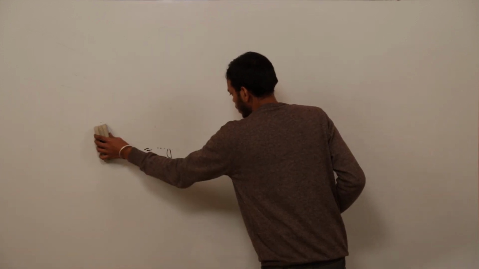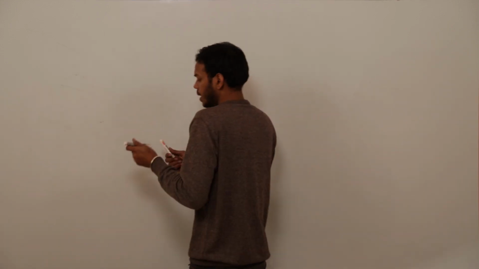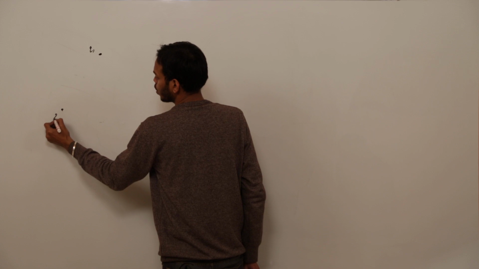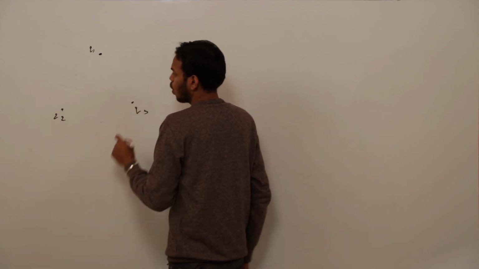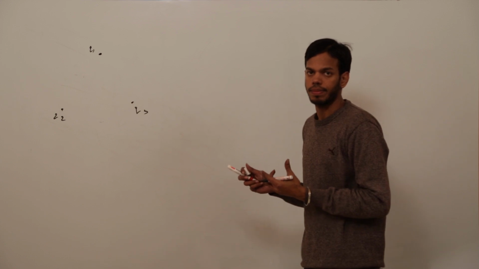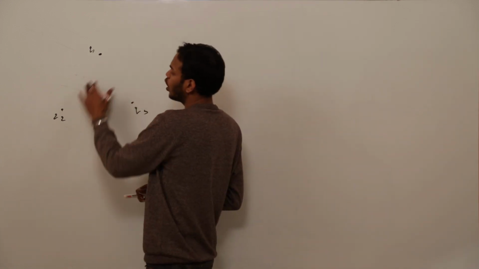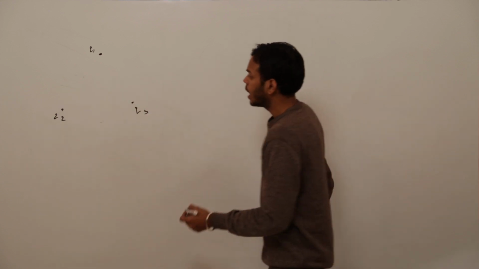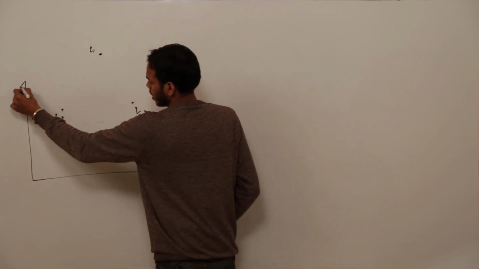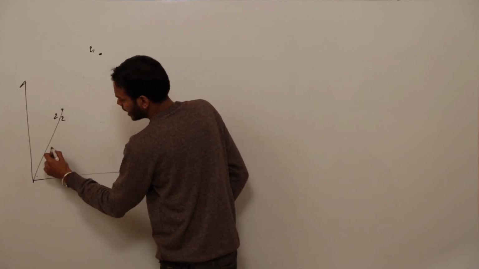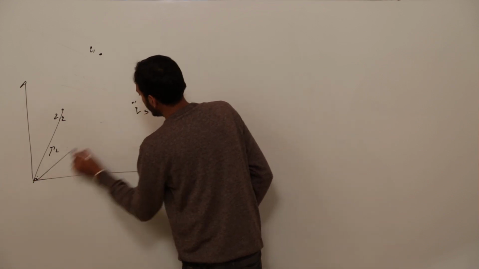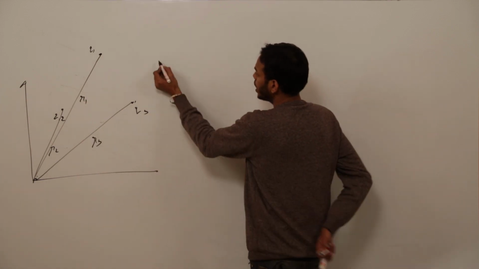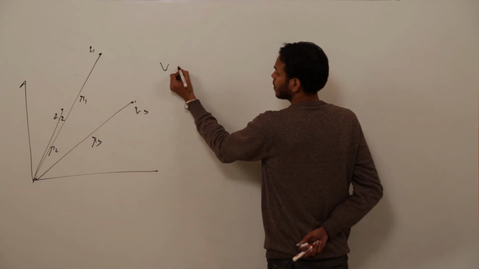Coming back to my point of charges, I have this charge Q1, I have this charge Q2, I have this charge Q3. What will be the potential energy of the system? Okay, before going on to the potential energy of the system, let's just find out the potential of this system. This is our origin. Let us say Q2 is at distance R2 from the origin, Q3 is at distance R3 from the origin, and Q1 is at distance R1 from the origin.